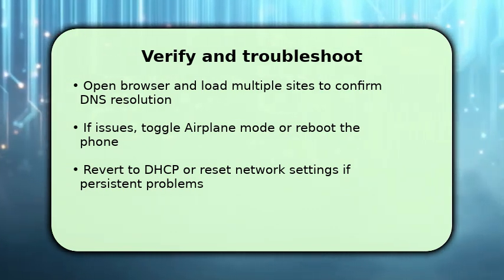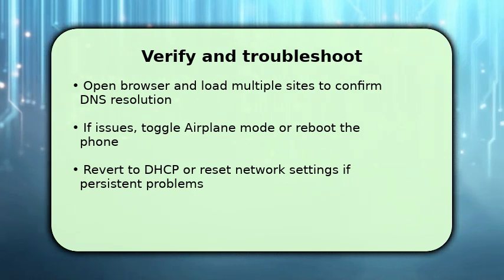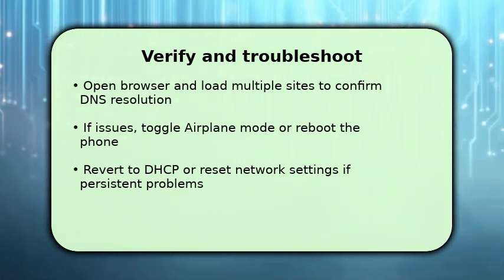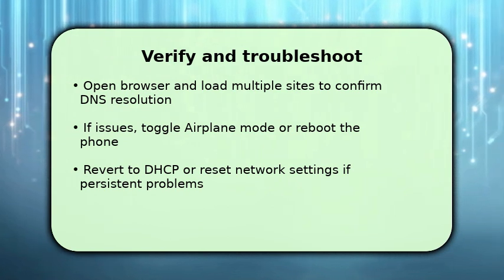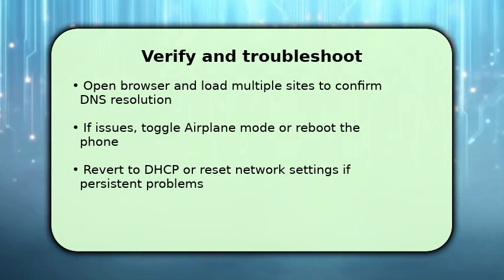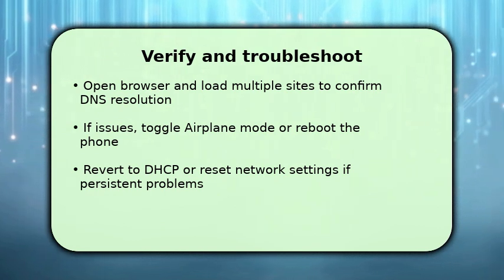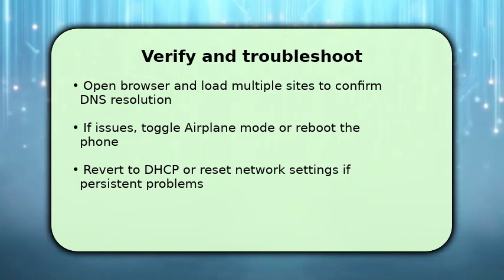If problems persist, return to Modify Network and switch back to DHCP or reset network settings to remove misconfigured static values. One key tip: avoid duplicate static IPs. Check the router's client list to prevent address conflicts.